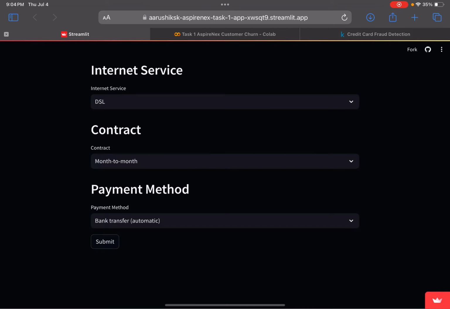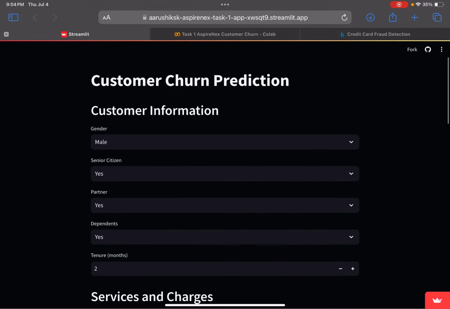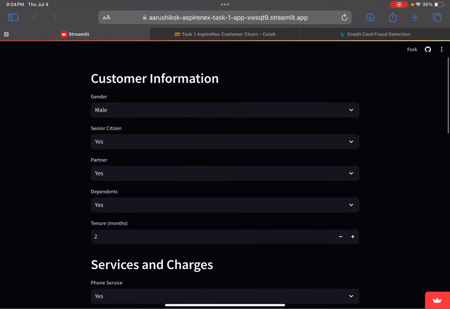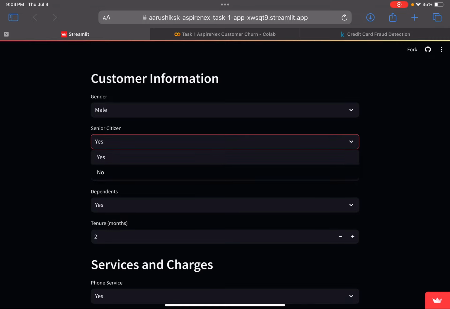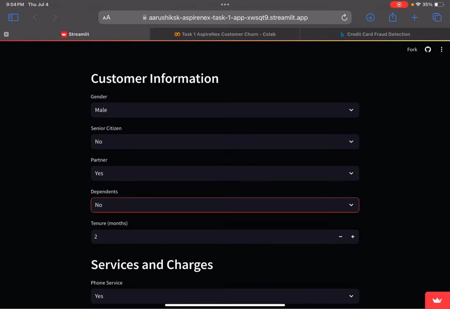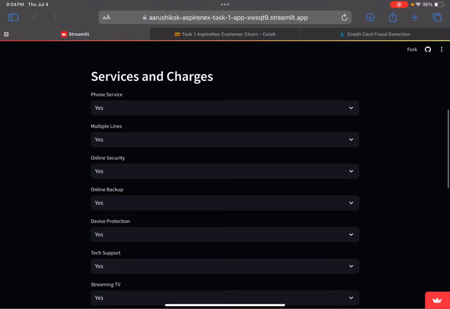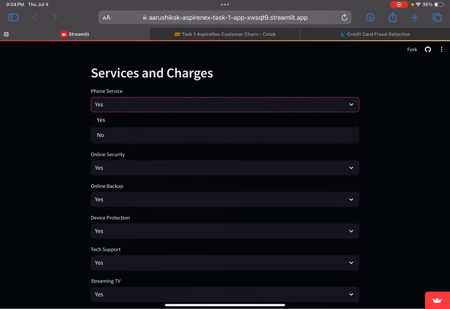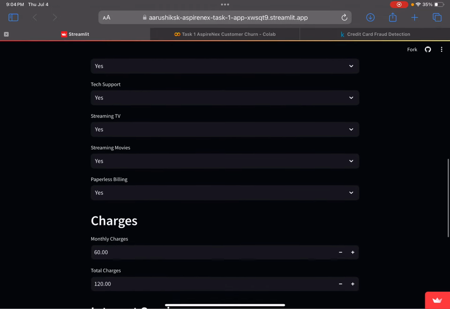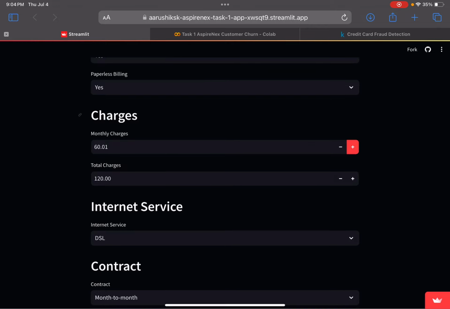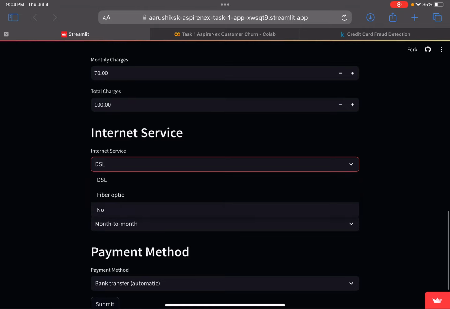And next, I have deployed the first customer churn task on Streamlit. So let's say I have taken up all the columns like gender, senior citizen, etc. And let's say I give it some values, say no, and tenure I increase to 3 months. And then for services and charges, I give some random values again. Let's say I give the monthly charges as 70 and total charges as 100, and internet service no.